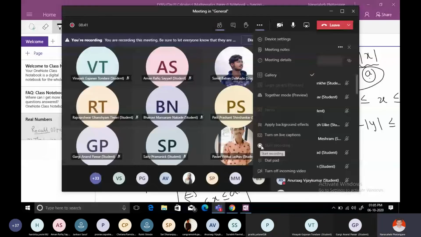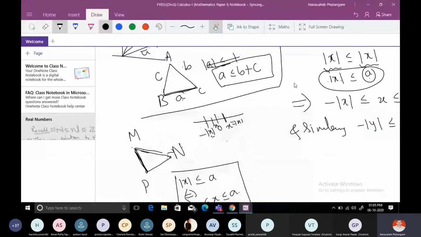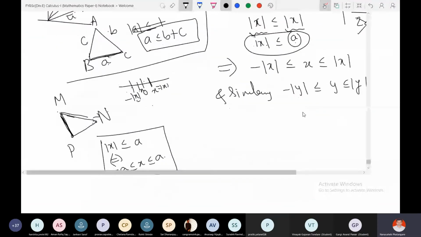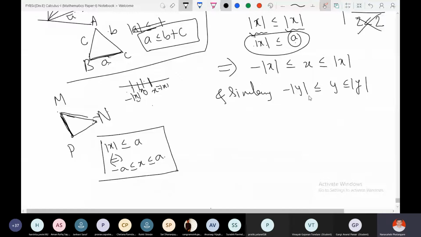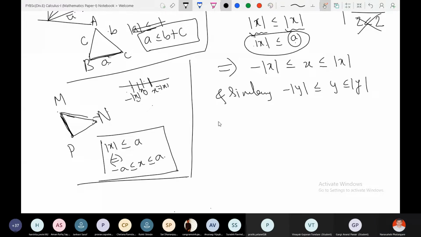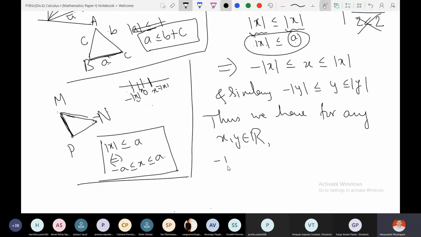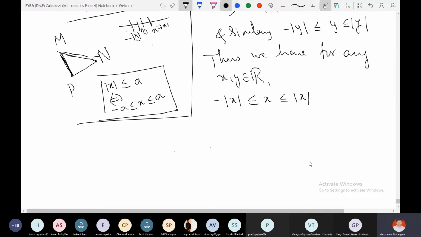So again, we want to use the same property. So see, what is the situation now? Thus, what we have, what is the situation? This is thus, for any real numbers, minus of absolute value of x is less than or equal to x, less than or equal to absolute value of x. This is true. It doesn't matter whether x is positive or negative, but absolute value is always positive.